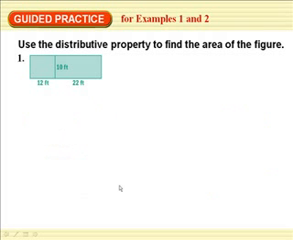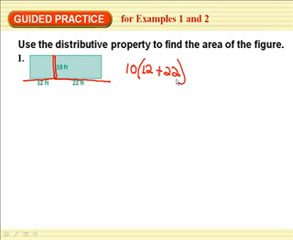Good deal. Okay, use the distributive property to find the area. So remember, what are we going to multiply? We have 2 rooms here. It'd be 10 times 12 and 10 times 22. So we have a common number, so that's going to go on the outside of the parentheses, and 12 plus 22. So there's our distributive property.